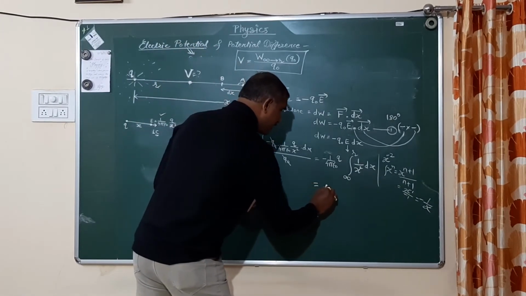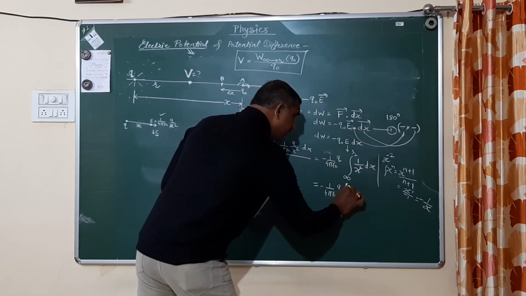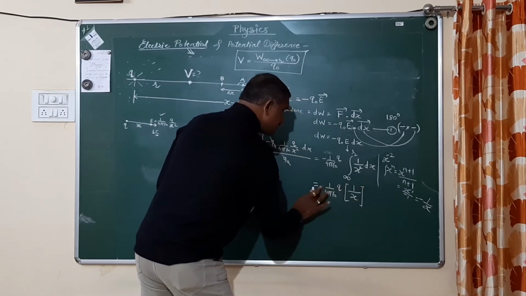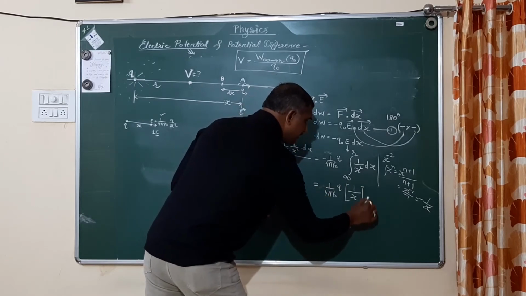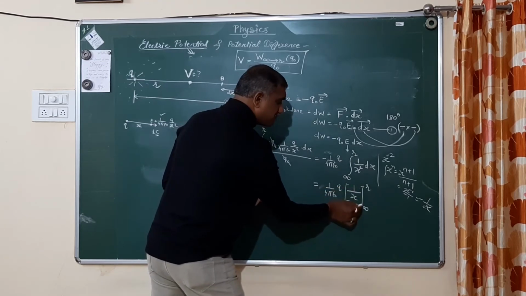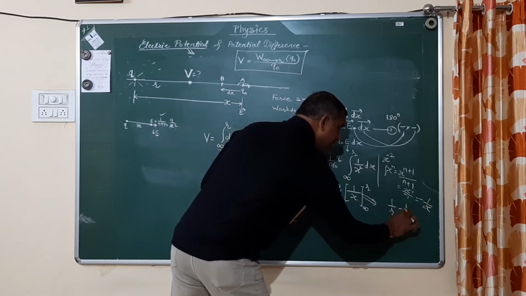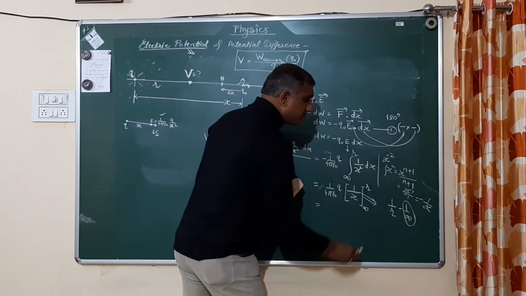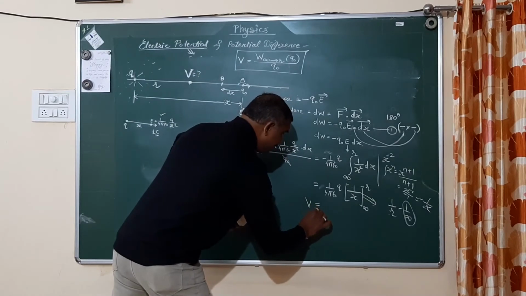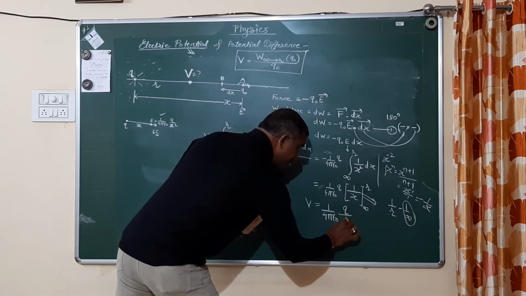And that's why this becomes minus 1 upon 4 pi epsilon 0 Q into the integral of 1 by x squared. This minus gets cancelled, from the limit infinity to r. Then after you have to put in this integral: 1 by r minus 1 by infinity. This 1 by infinity is equal to 0, and 1 by r minus 0 is equal to 1 by r. And then that result becomes V is equal to 1 upon 4 pi epsilon 0 q divided by r.